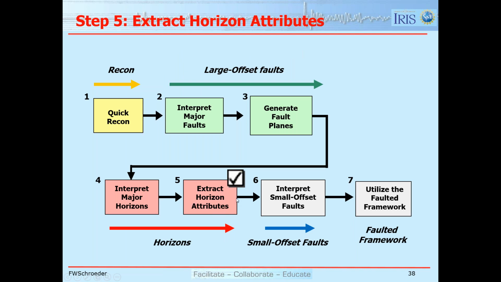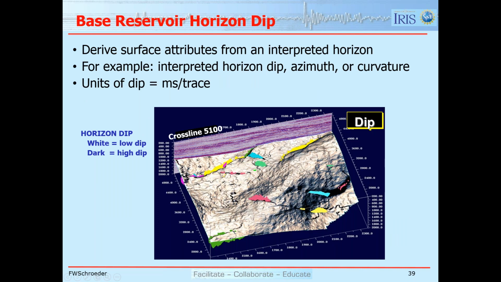So we can extract some horizon attributes, and the reason that we're going to do that is because in the next step we want to look for some smaller scale fault offsets. So I have my horizon that I've just mapped. Again, the colors are faults that are sticking up through the mapped surface. And the attribute that I've extracted is horizon dip. And horizon dip would have X number of milliseconds per trace.